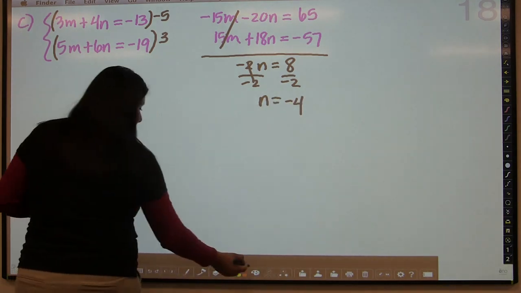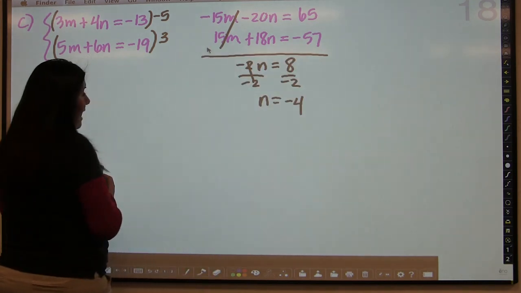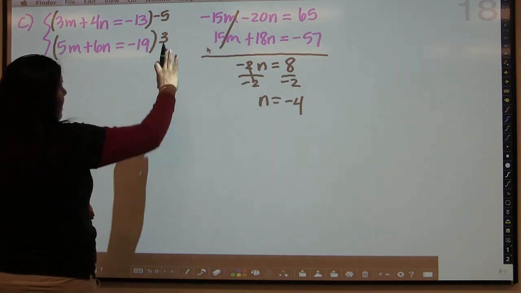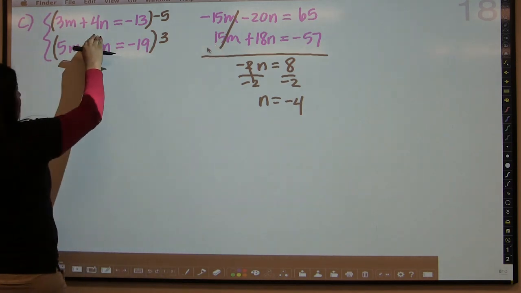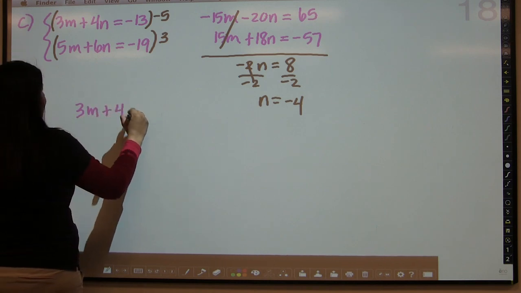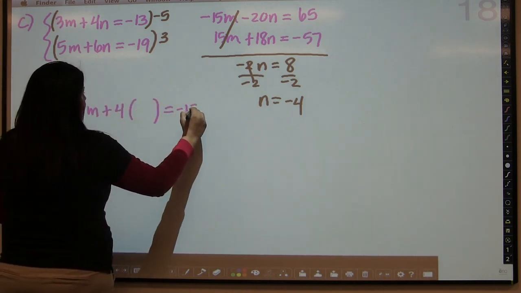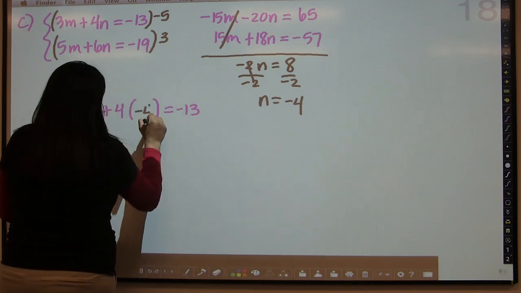And now that we know what n is, we can go back and solve for m. And in this case, I don't want to pick these equations and plug it into them because they're bigger numbers. I'm going to go back to the original equation, which is 3m plus 4 times n equals negative 13. I'm going to replace n with negative 4.